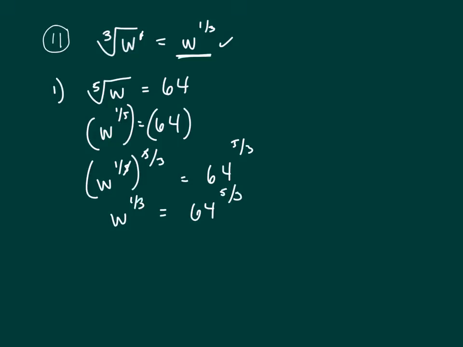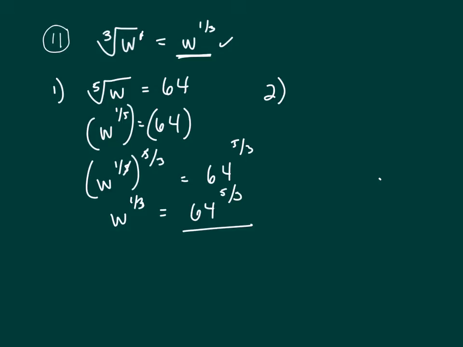And then we're trying to figure out what w to the 1/3 is. Well, it's 64 to the 5/3. So I've got the answer. You don't have to go any further to simplify that. We know that works. So clue 1 works. And clue 2 is going to work for the very same reason. So I wouldn't even go through it. So your answer is going to be D.